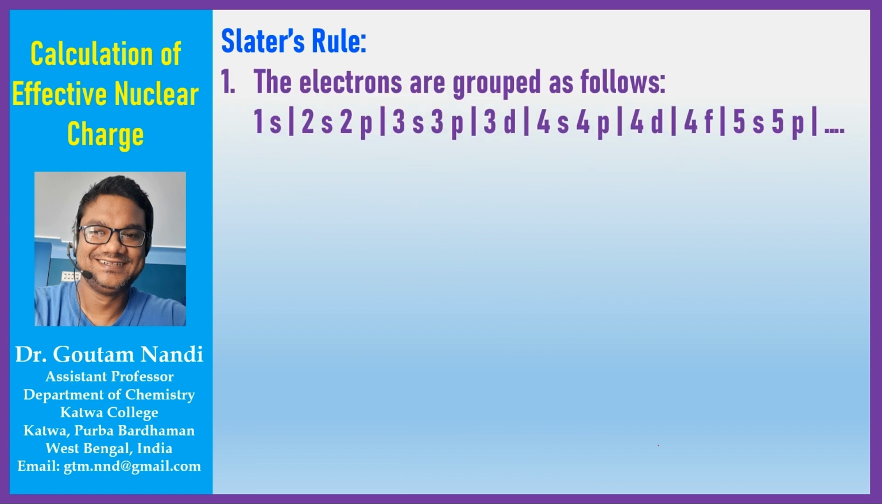First, we need to group the electrons like this: 1s, then 2s2p, then 3s3p, then 3d, then 4s4p, then 4d, then 4f, then 5s5p, and so on. So you need to remember that s and p for a particular quantum shell will be grouped together, but d and f orbitals will be grouped separately.